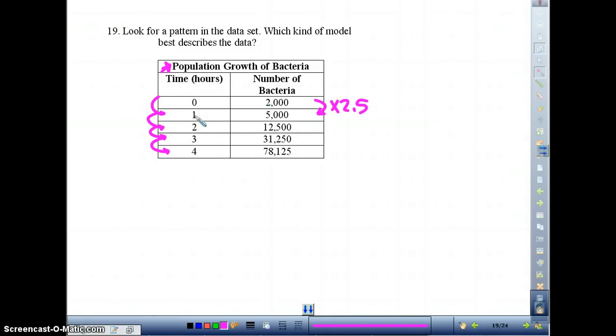Whoops, I should have put a decimal. Got bugs flying around in here. Good grief.